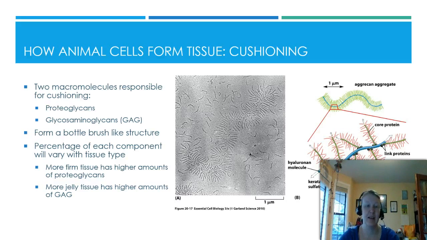And what this does is it allows for the cushioning of the tissues so that they can take a little bit of an impact without getting too much damage. The more firm we need the tissue to be, the more proteoglycans there are going to be, because that's the protein component. If we want it to be more jelly-like, like your eyeball for instance, your tissue is going to have a higher amount of GAG in it. And this is a careful balance, and it once again goes back to the specific nature of each tissue. So that's our introduction to ECM and animal tissues. If you have any questions, please let me know.